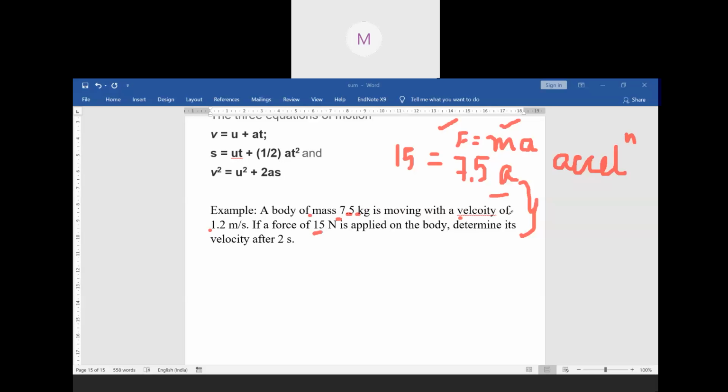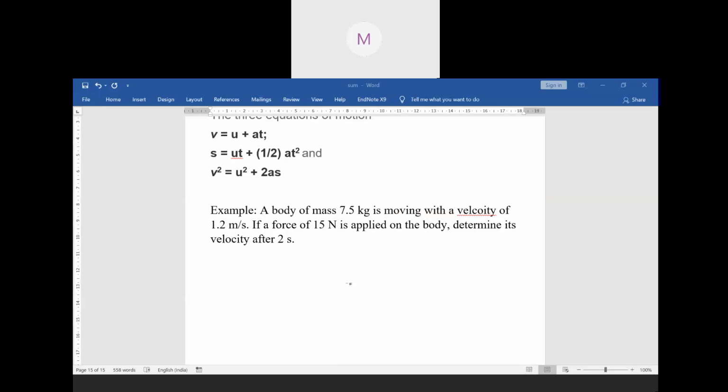So after you find out the acceleration, F equal to ma, a is the acceleration, no? So you are given the velocity, no? How much is the velocity given? 1.2 meter per second, right? If the velocity is given 1.2 meter per second, then we can just do like this.